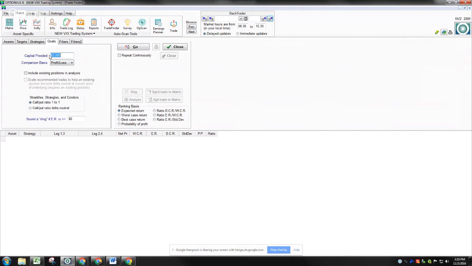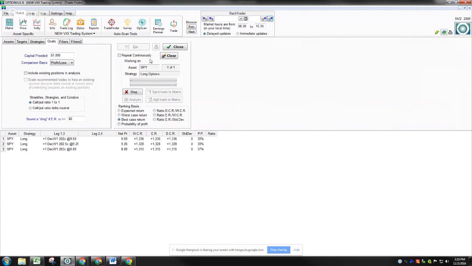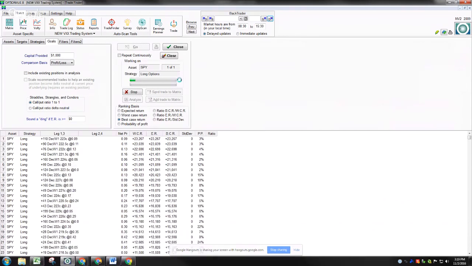Let's say I only want to use $1,000 on this trade, and I'm going to hit give me the best case return. I'm going to hit go on this, and quickly it pulls up all of these different trades.